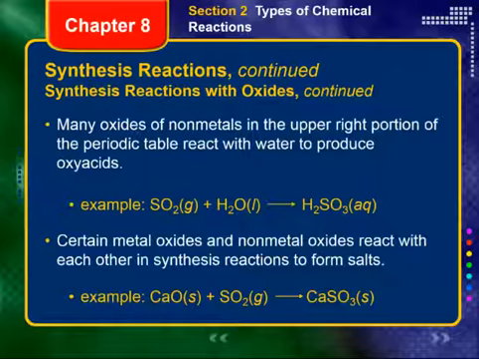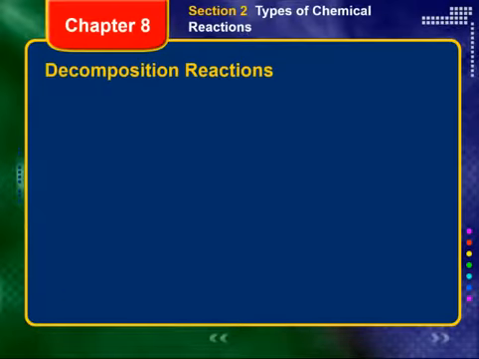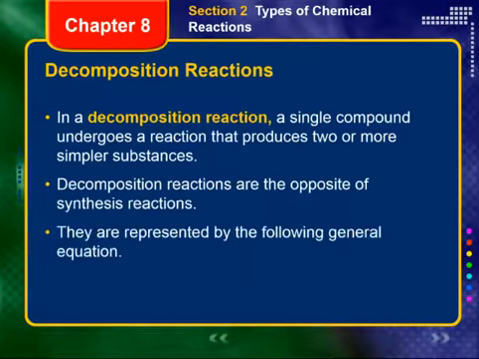Sulfite is going to be a polyatomic ion, all from the right side of the periodic table. Well, that's it for synthesis reactions. On to decomposition reactions.